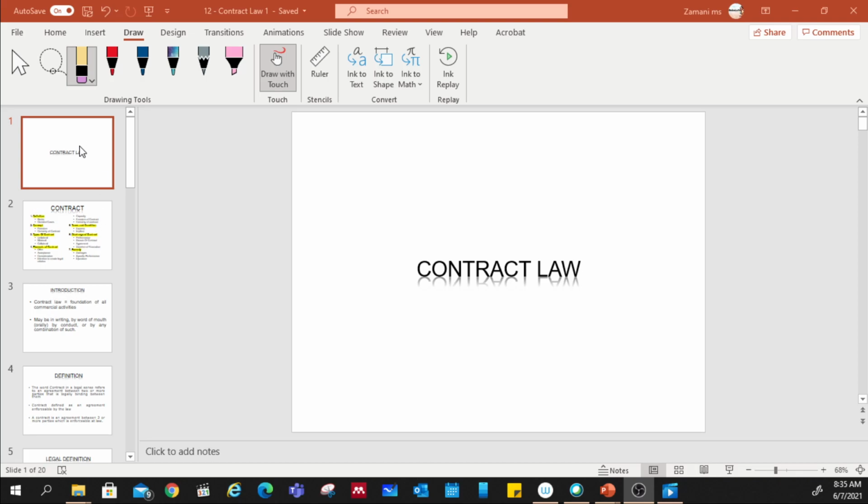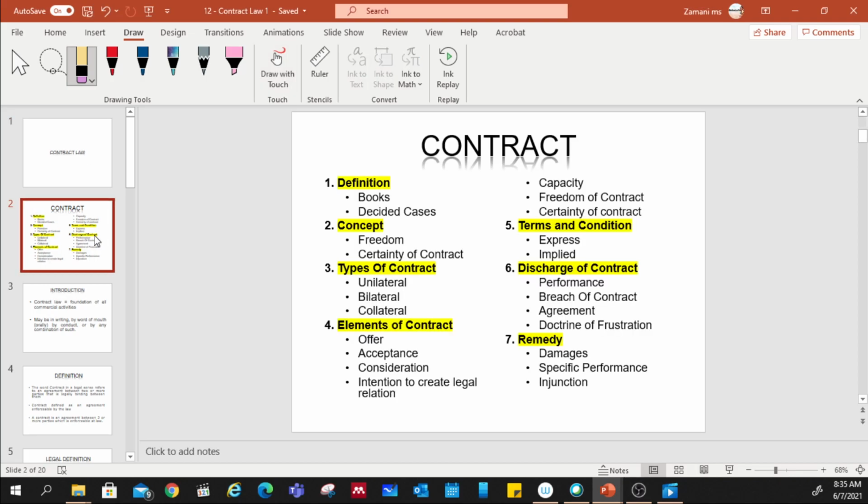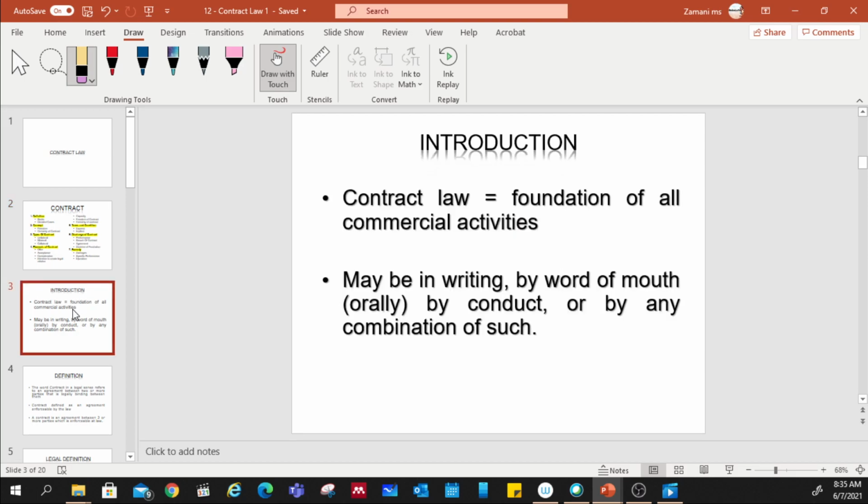So you're going to learn about the contract. Very simple: a contract is about something that you promise to somebody. For example, when you want to go and study overseas, the government will give you the scholarship and all the offers, and that will be covered by the contract.